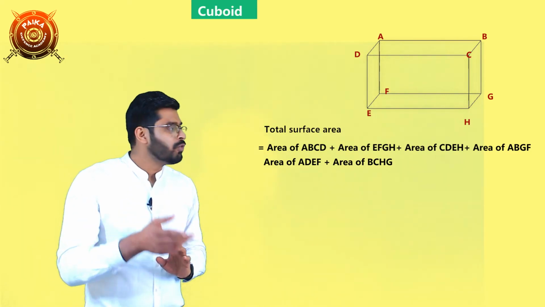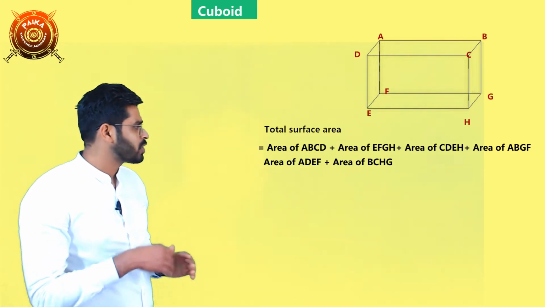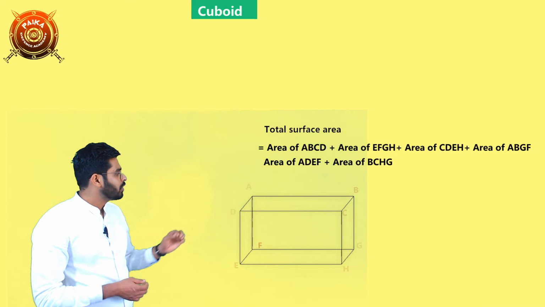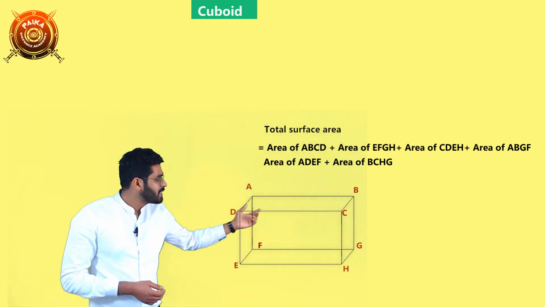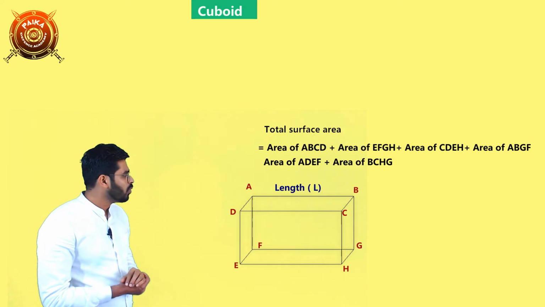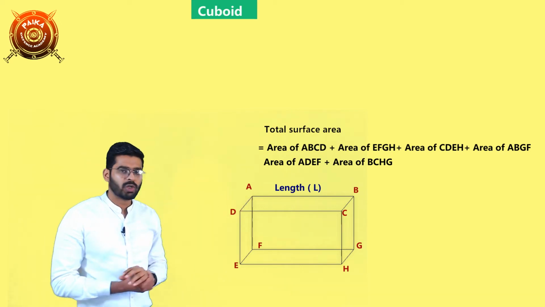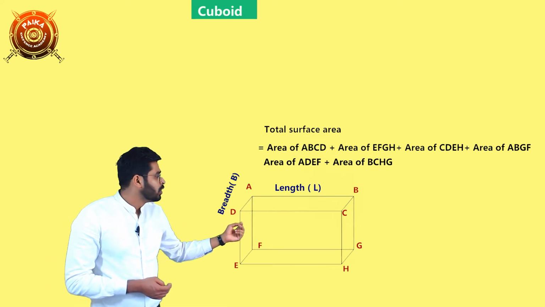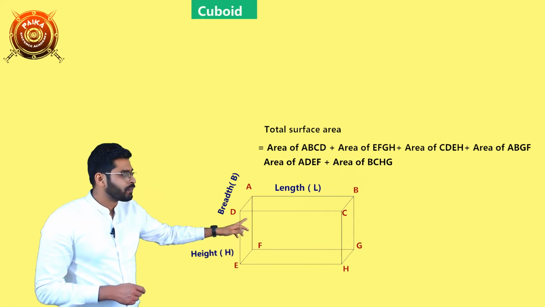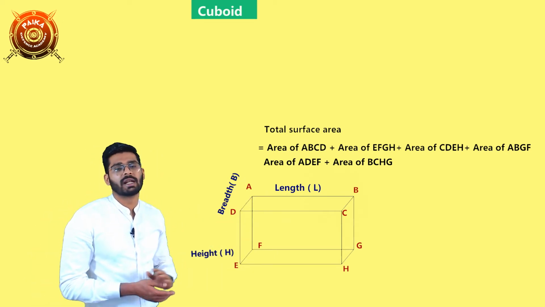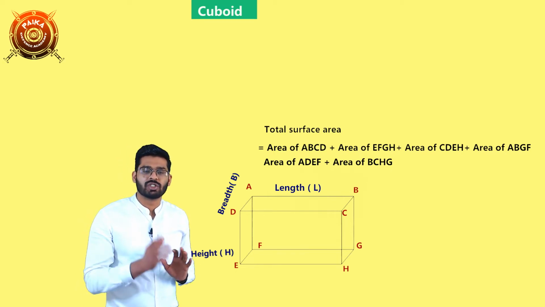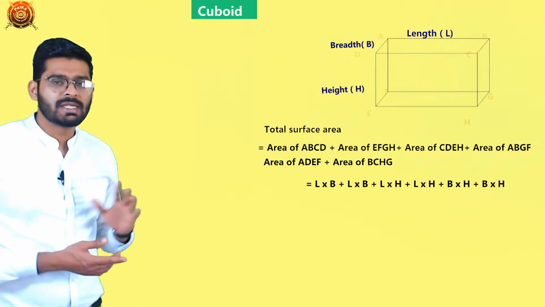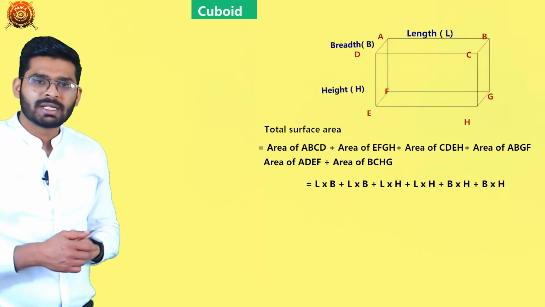Before we start finding the area, first we have to denote the length, breadth and height of this cuboid. If you see carefully, AB is the length of the cuboid, so we write length equal to L. AD is the breadth, which we denote as B, and DE is the height, which we denote as H. Now if we take the first rectangle, ABCD, here we have only 2 parameters, length and breadth.